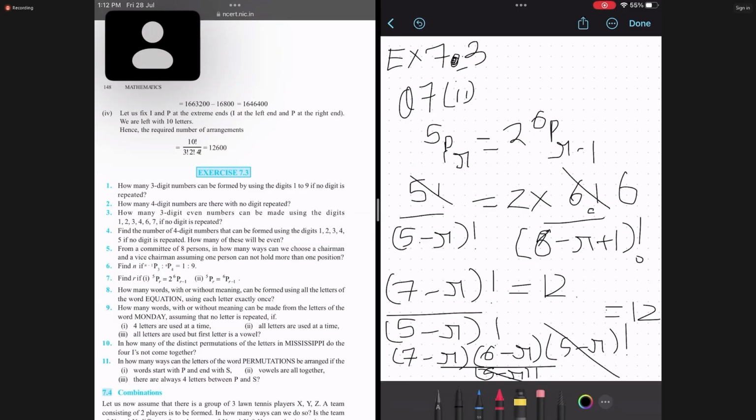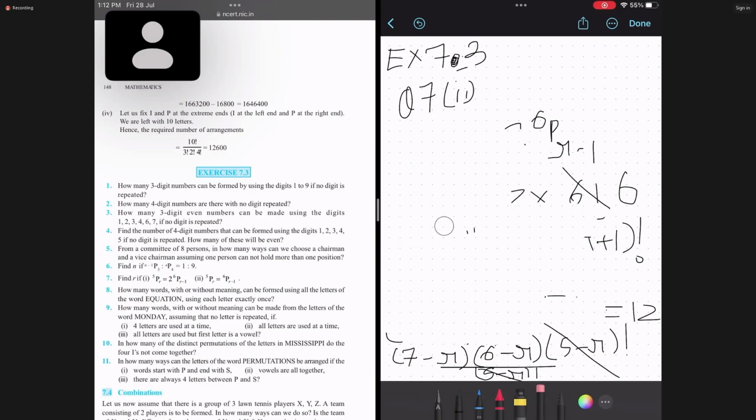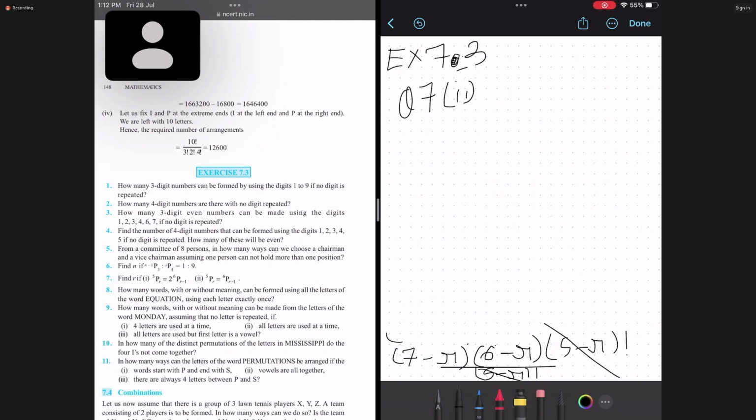Cancelling (5 minus r)! out from the numerator and denominator, the equation that we are left with is (7 minus r) into (6 minus r) equal to 12. Correct. All that is required now is to solve this. I'm going to rub certain things and we're going to solve this equation, right? So (7 minus r) into (6 minus r) would be nothing but 42 minus 6 plus 7 is 13, so minus 13r plus r square equal to 12.